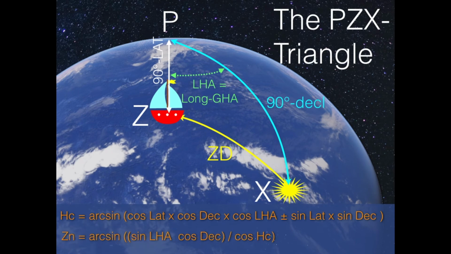So these are the magic formulas. You don't need to know these. You just need to see that the HC can be calculated if you take the arc sinus of cosinus your latitude, multiply it with cosinus your declination, and multiply it by cosinus the local hour angle, and then plus minus sinus latitude times sinus declination. And Zn is the azimuth, the direction to the sun, is arc sinus of sinus local hour angle times cosinus declination, and so on.